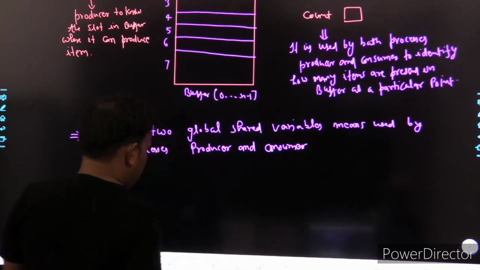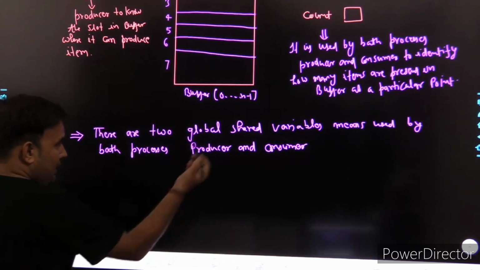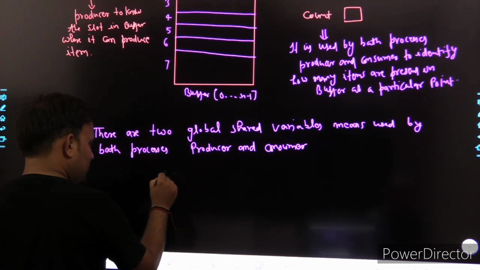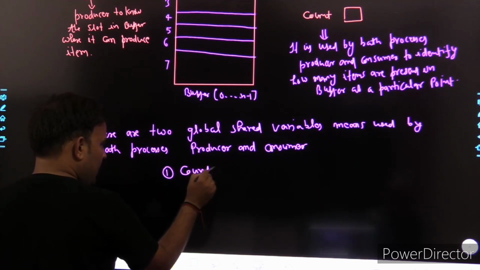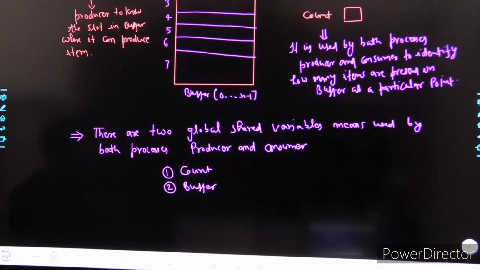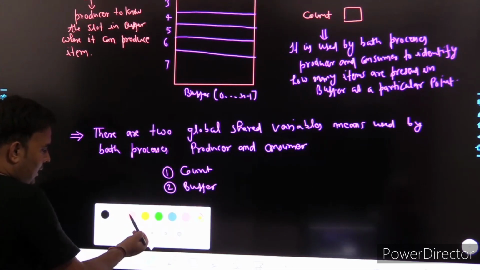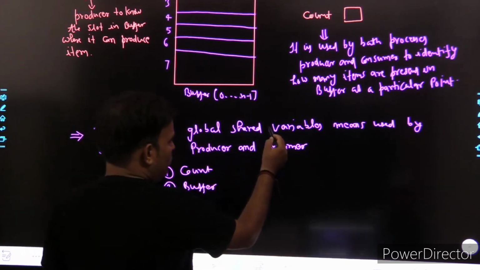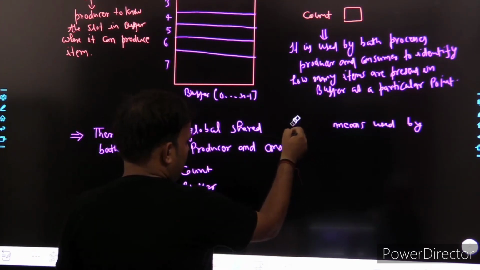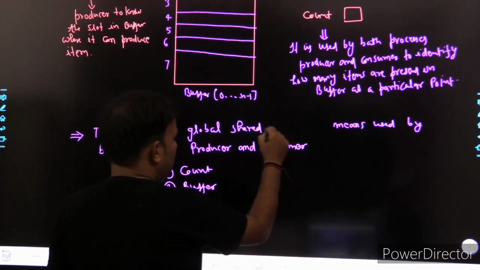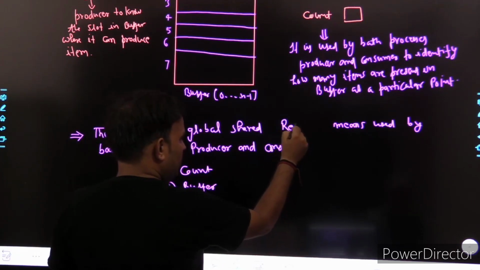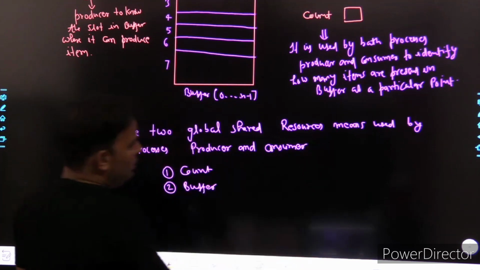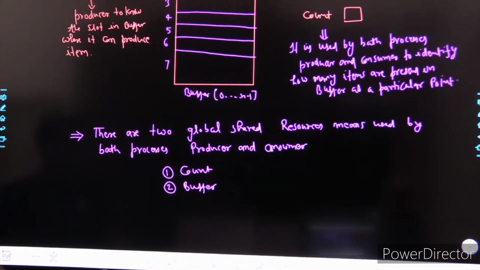What are the names of those global variables, my dear friends? As I told you, one is count, and the second one is buffer. Here buffer is not a variable, it is a resource. So you can say there are two global shared resources. I hope you understand.